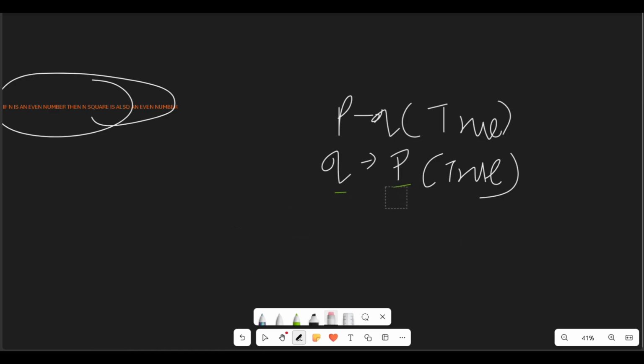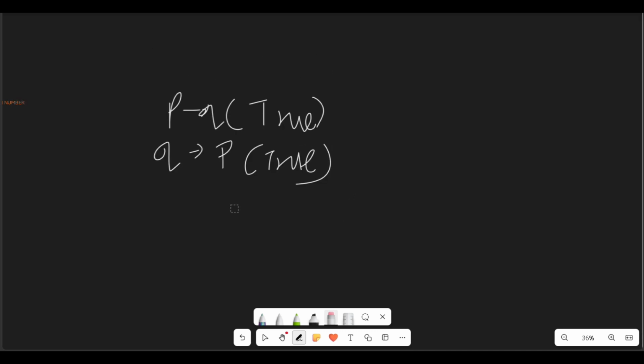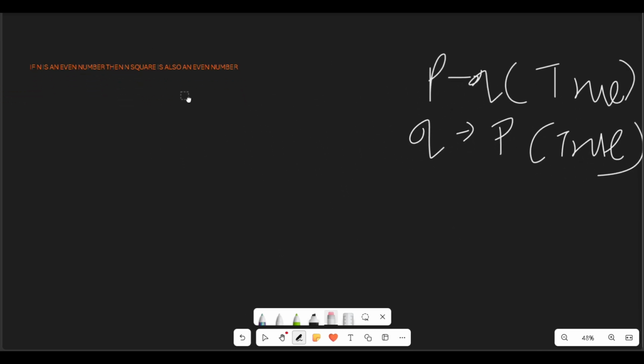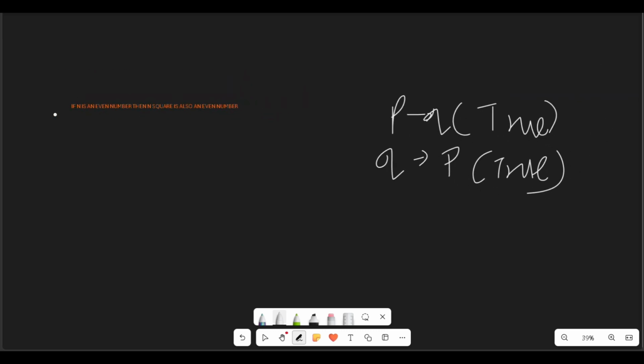So, to summarize, contrapositive is important because it helps us prove this statement. And this statement is known as a biconditional statement, or an if and only if statement.